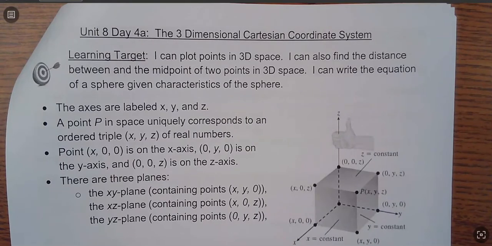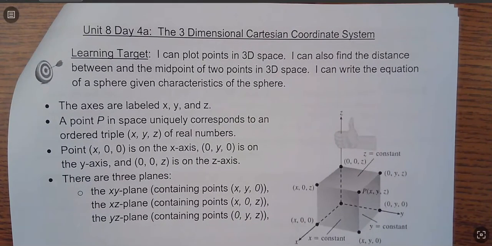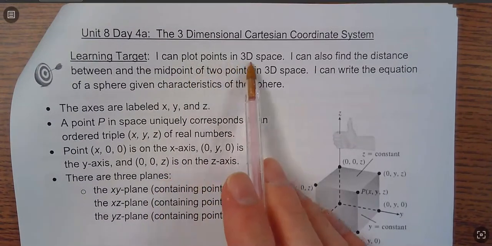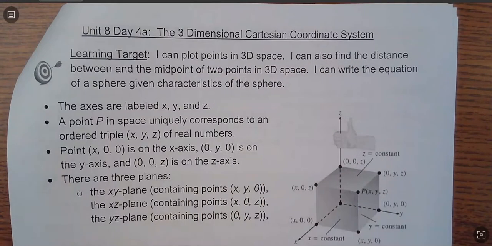So you've graphed in two dimensions a lot. Most of your math career, you did a number line, that was one dimension, and then you did the Cartesian plane, which is two dimensions. You have x and y ordered pairs. Well, now we're going to plot in three dimensions. So I can plot points in 3D space. I can also find the distance and midpoint of 2 points in 3D space. And I can write the equation of a sphere given characteristics of the sphere.